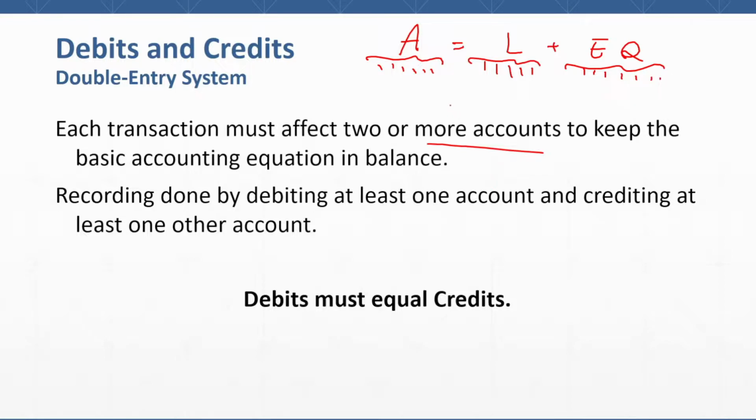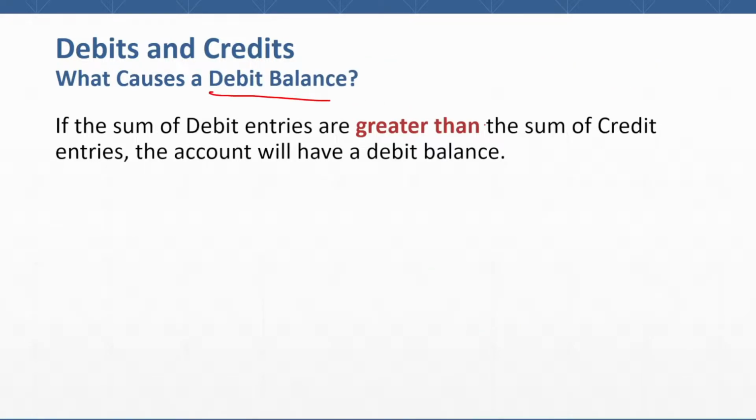So a transaction could affect any of the accounts, but there must be at least 2 accounts changed. And that change should keep the equation in balance. Another thing is that for every single transaction that we record, there must be at least 1 account to be credited and 1 account to be debited. And of course, the summation of debits should be equal to the summation of credits. Debit balances and credit balances.